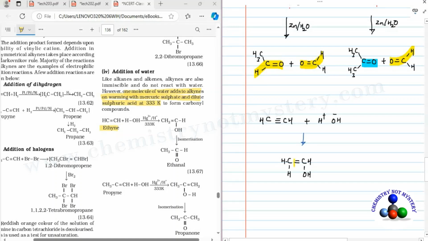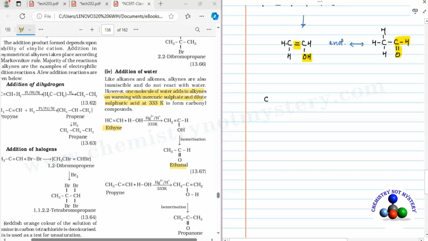Now this molecule has a double bond and OH. So this is enol, and when it undergoes isomerization, you will get the molecule CH3, single bond C, double bond O, H. So this is an aldehyde. This is an aldehyde. Let's take another example.